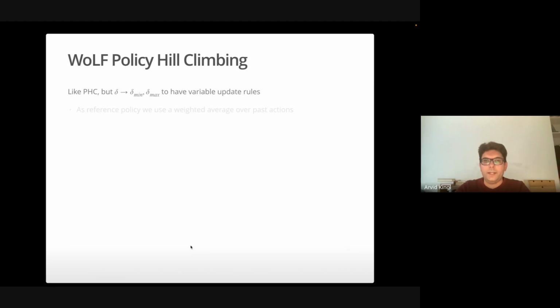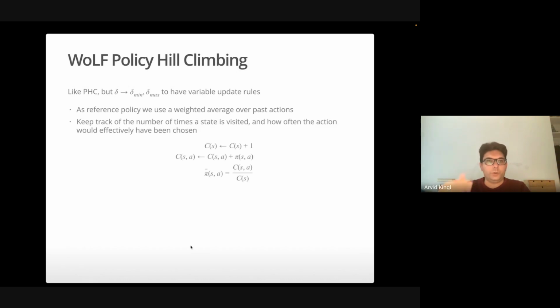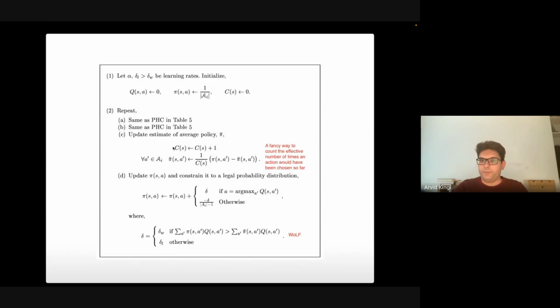And they took this policy hill climbing and they extended it to make it more WoLF. Essentially, what you do is, as a reference policy, rather than calculating the Nash equilibrium itself, you keep track of, in your past, the probability distribution of actions you would have chosen, so you can give each action essentially the weight it would have been given over the last number of plays whenever you were in that particular state, and calculate an average policy you would assign to that action. And so it's just a very fancy way of updating that.